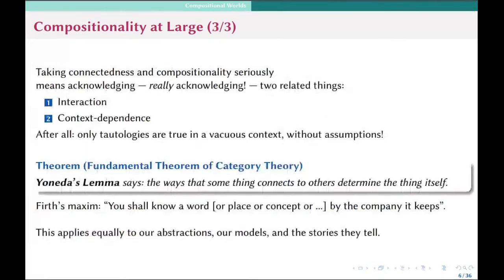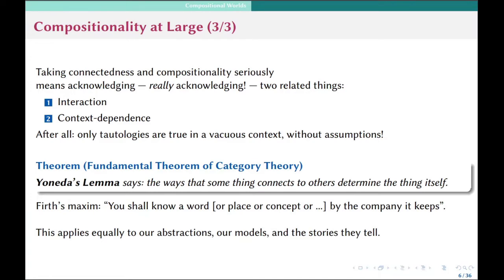So I'm sure that taking connectedness and compositionality seriously means really acknowledging two related things: that systems interact, and that therefore their behaviors are context dependent. And we have to take this context bit seriously too, because only tautologies are true if you don't make any assumptions, if you don't have a context.